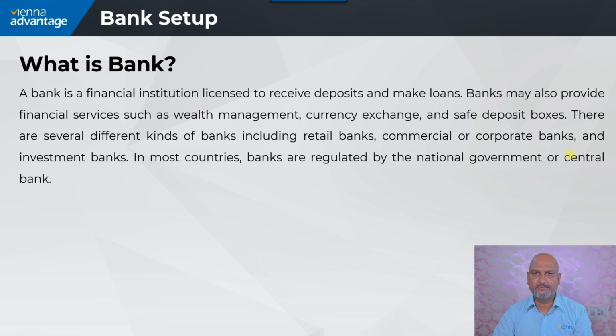Now, what is a bank? A bank is a financial institution licensed to receive deposits and make loans. Banks may also provide financial services such as wealth management, currency exchange, and safe deposit boxes. There are several different kinds of banks, including retail banks, commercial or corporate banks, and investment banks. In most countries, banks are regulated by the national government or central bank.